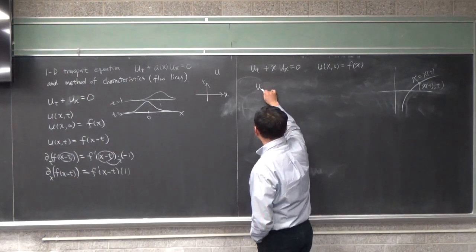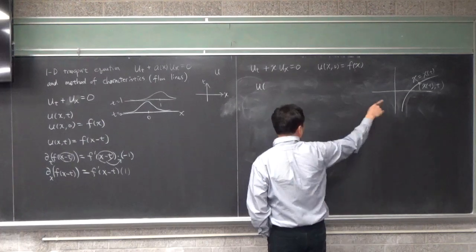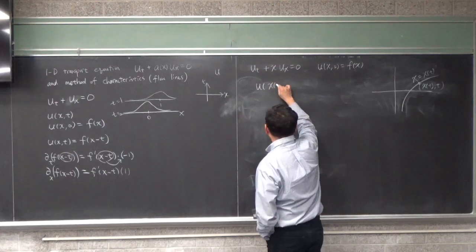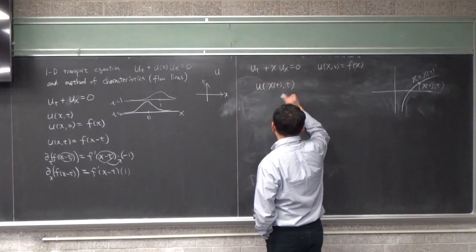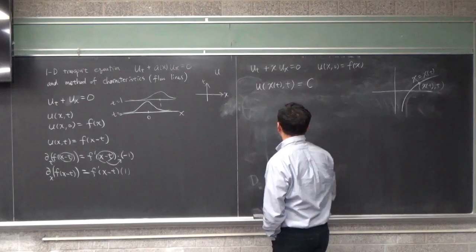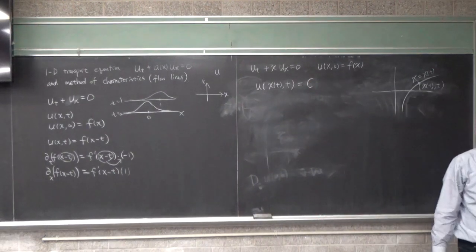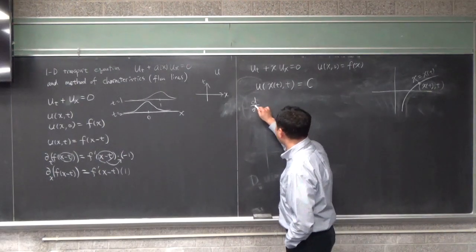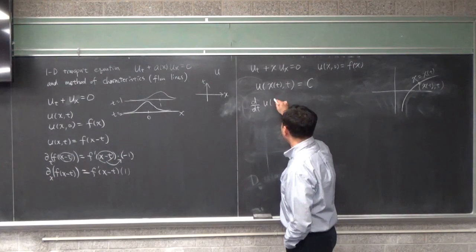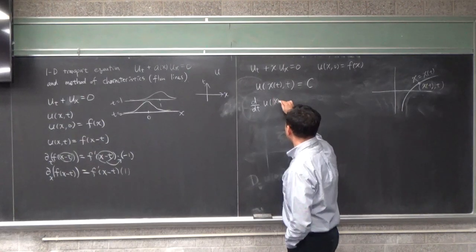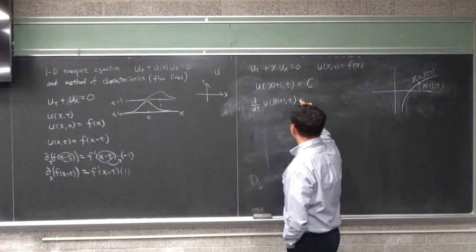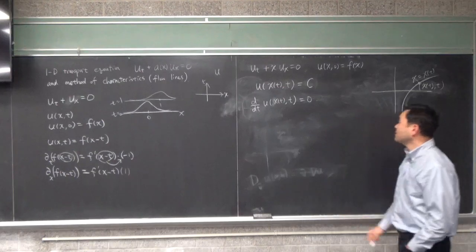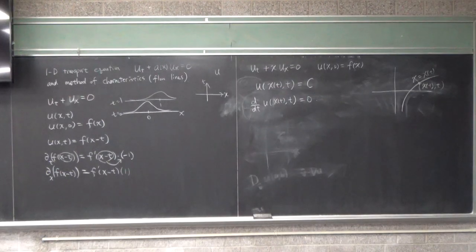You have u evaluated at that point, x(t), t, would be a constant. Which means if you do a total derivative of u(x(t), t), it'll be 0.